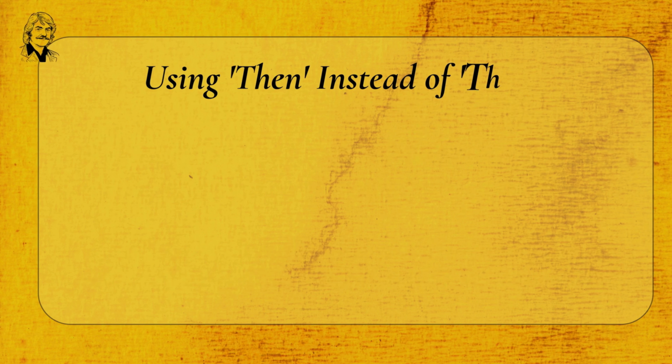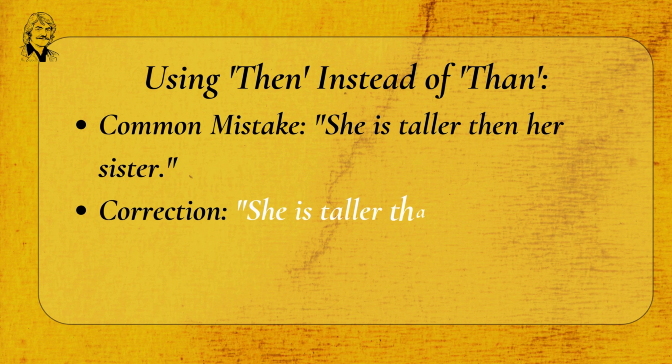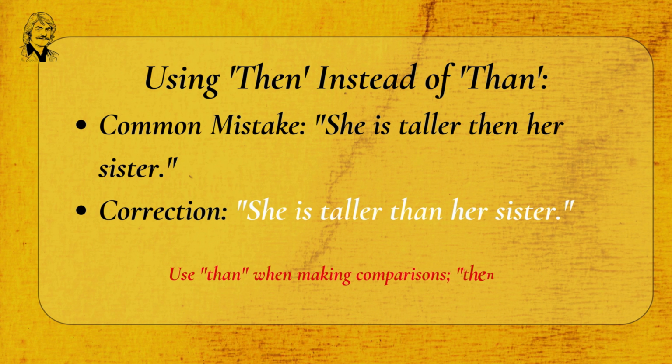Using then instead of than. Common mistake: She is taller then her sister. Correction: She is taller than her sister. Use than when making comparisons, then is used to indicate time or sequence.